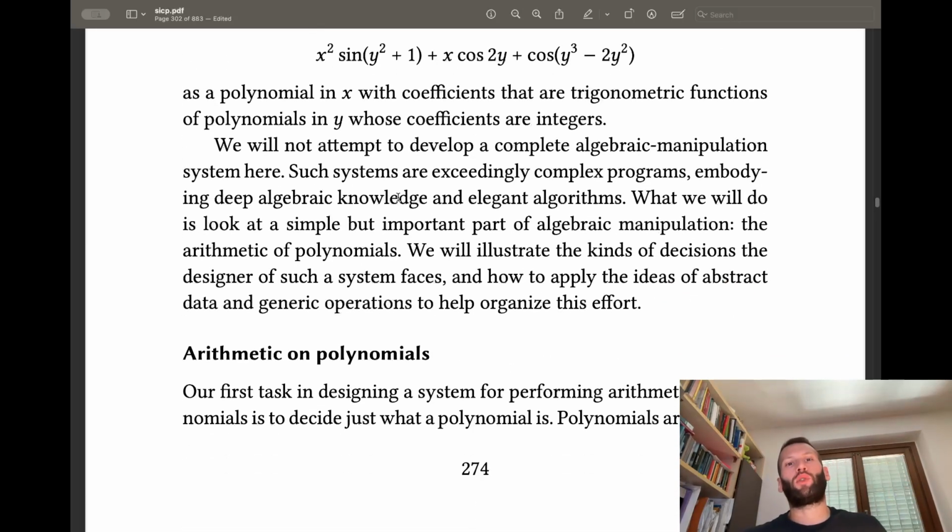We will not attempt to develop a complete algebraic manipulation system here. Such systems are exceedingly complex programs embodying deep algebraic knowledge and elegant algorithms. What we will do is look at a simple but important part of algebraic manipulation, the arithmetic of polynomials. We will illustrate the kinds of decisions the designer of such a system faces, and how to apply the ideas of abstract data and generic operations to help organize this effort.